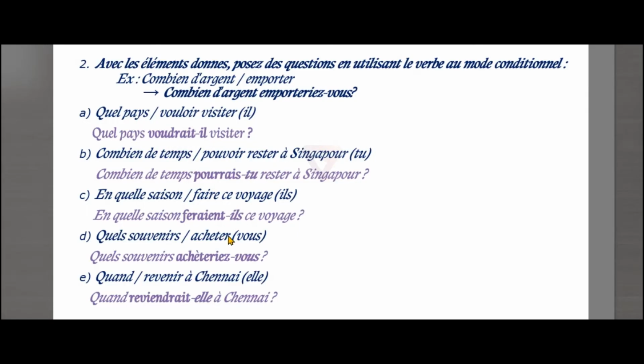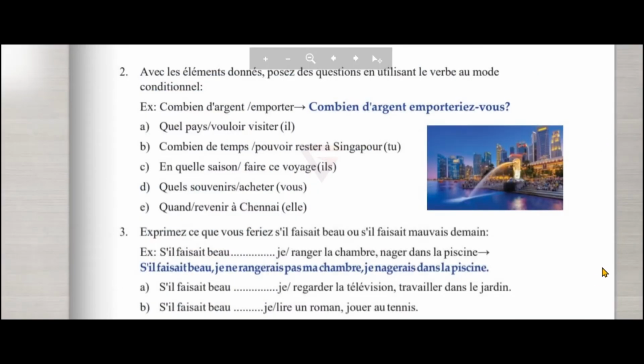Here, directly we are adding the ending IEZ, and don't forget the grave accent over the first E. And again, finally, for revenir, the irregular future stem is REVIENDR, followed by the ending for IL, AIT. And then you're putting the remaining sentence. And the first part of the answer, whatever is here, you just put it as it is. All right. Let's move on to the third exercise.